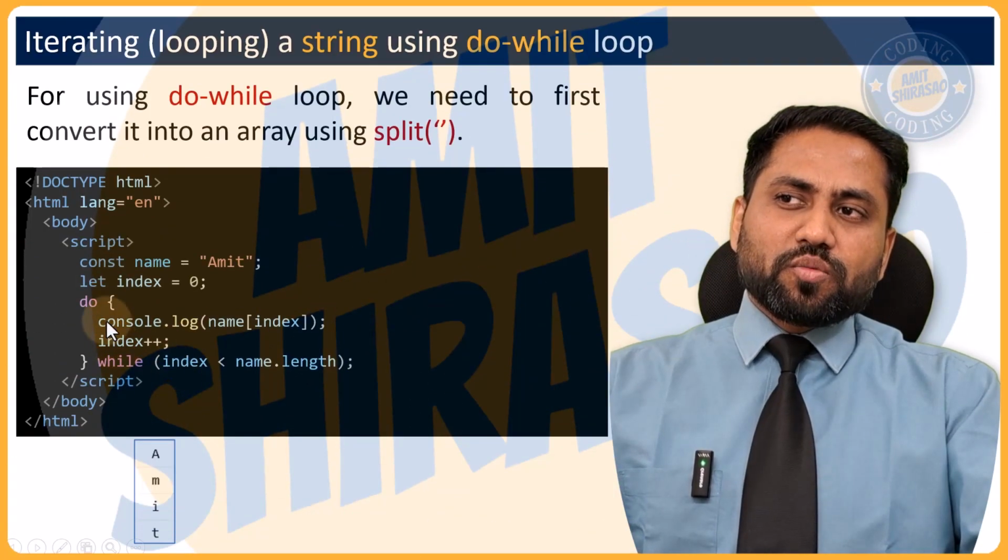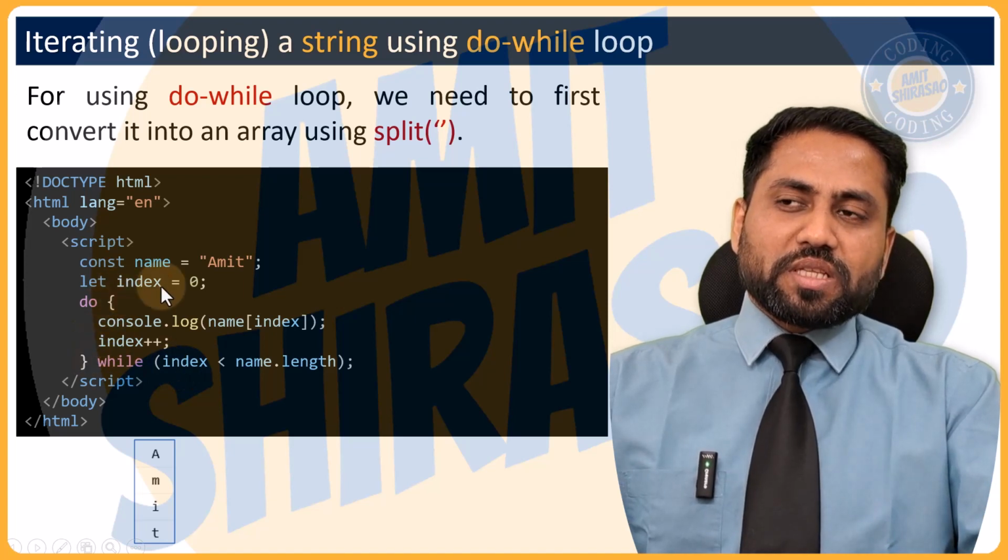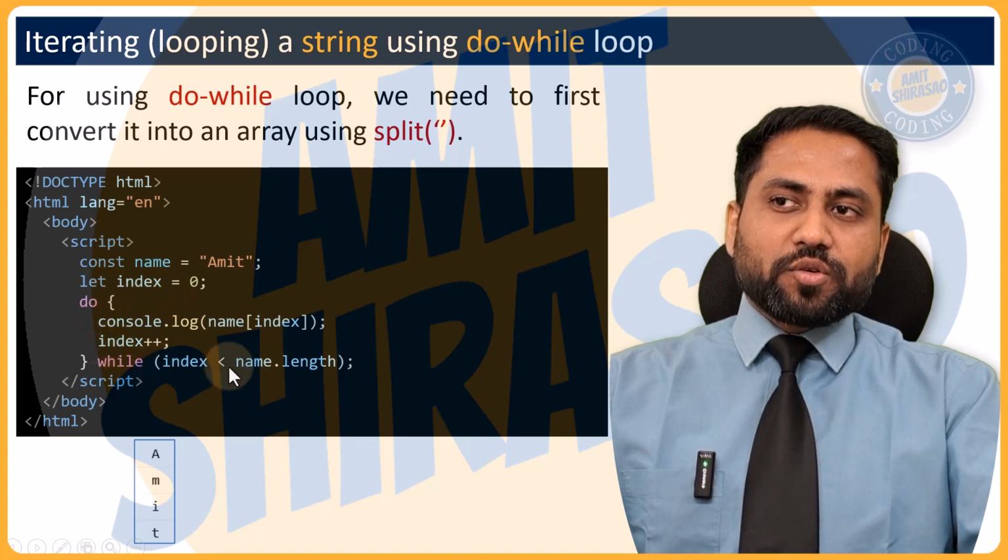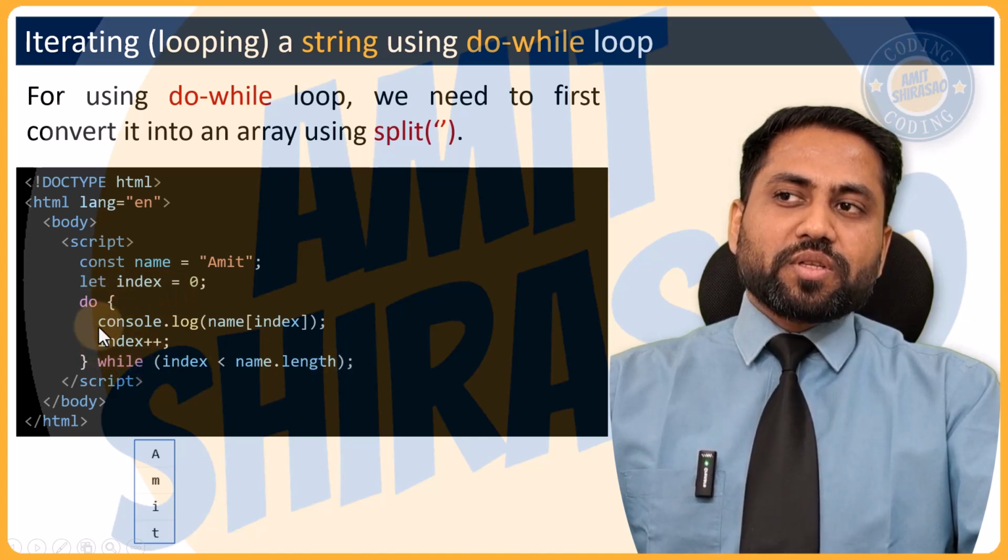Similarly, in a do while loop, this is how you will use it. You give an initial condition, means initial value. In the while you give the condition, and the increment is done within the iteration.